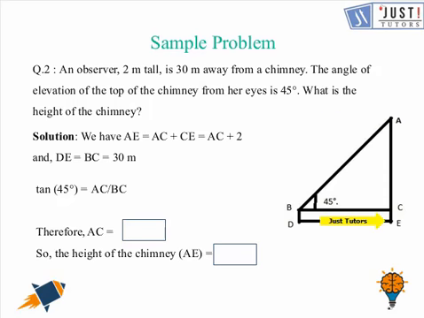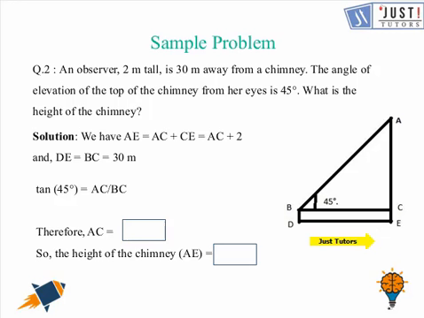So let's say that AE is the chimney that we are talking about and BD be the observer. So remember that the length of BD would be 2 meters as it is the height of the observer, and the angle of elevation would be formed from point B because this is the point from where the observer is looking at the top of the chimney. Hence, we've got to know that the height of the chimney is actually equal to AC plus the height of the observer.